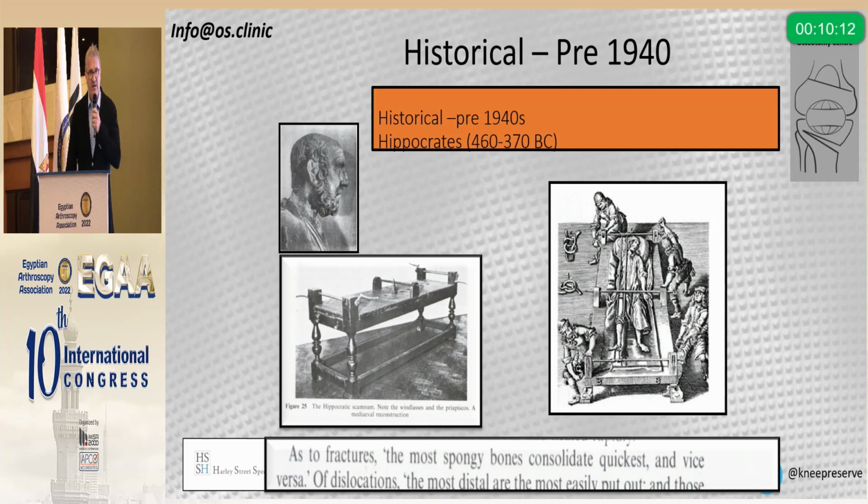So if we go back, we heard on our tour to the pyramids about, everything was so advanced in ancient Egypt, they could even treat fractures. And if we look back to the Greeks who came so much later, but still this is a long time ago, the time of Hippocrates, they had this Hippocratic scamnum, which was a rack that allowed patients to have their limb straightened.